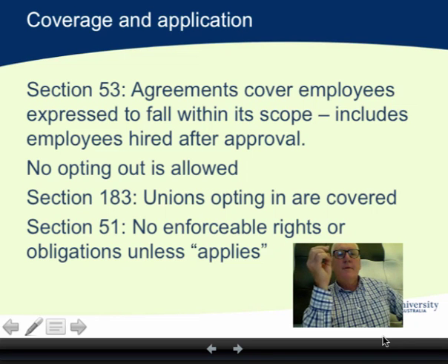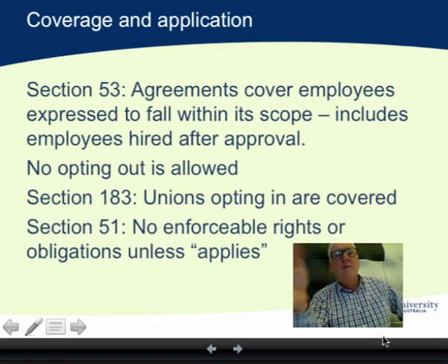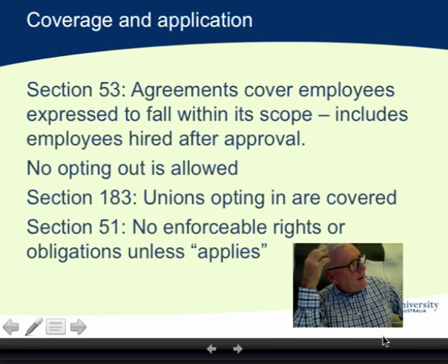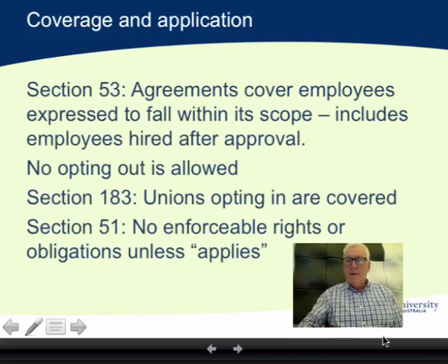It includes employees who are hired after the approval by the Fair Work Commission. No opting out is allowed. Everyone is covered. You can't say all of the plumbers except for Bill Smith. That can't happen. Section 183, we've talked about this before. The agreement will cover unions who opted in after the agreement was voted up and approved, but before it was approved, they'll contact the Fair Work Commission and say, we want to be part of this agreement. And Section 51 says there are no enforceable rights or obligations under the agreement unless it actually applies to the employee.